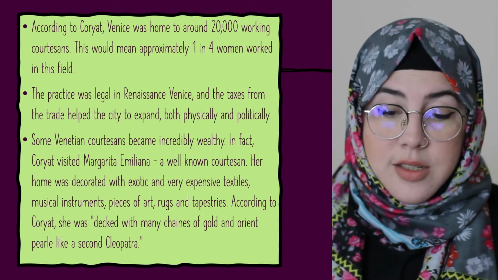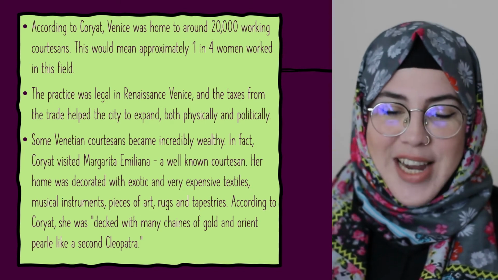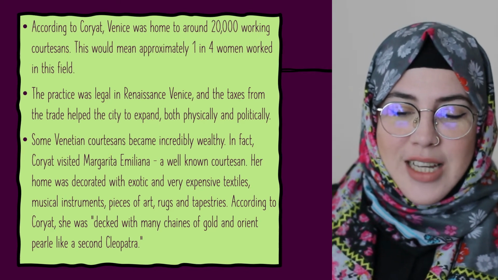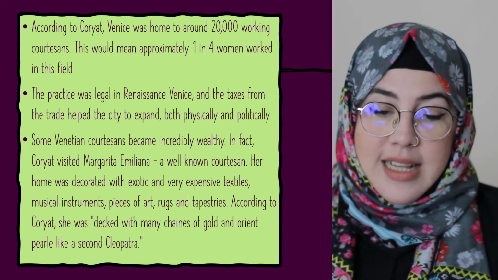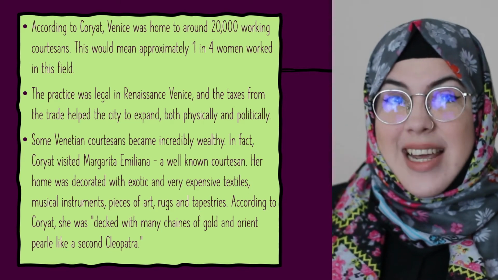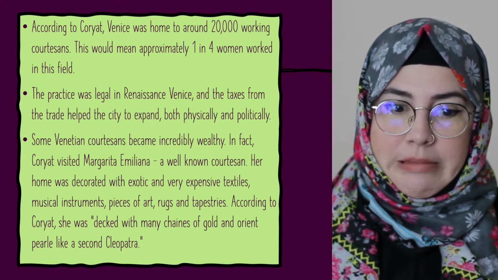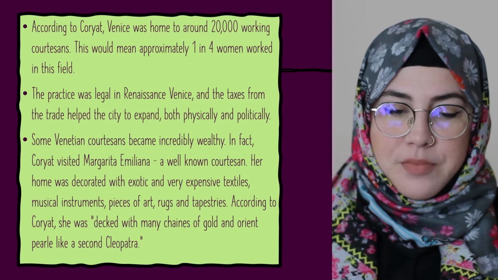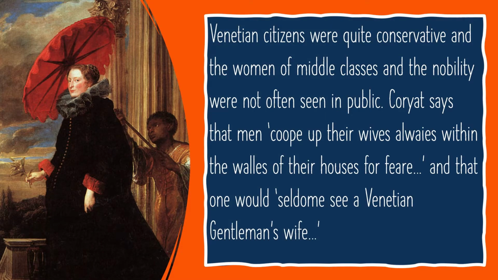Many Venetians, of course, complained that the courtesans dressed better than noblewomen. Travellers on occasion thought the courtesans were the ordinary women of Venice, which was a bit of a problem. The citizens of Venice were quite conservative, and the women of the middle classes and the nobility were not often seen in public. Coryat says that men coop up their wives always within the walls of their houses for fear, and that one would seldom see a Venetian gentleman's wife.